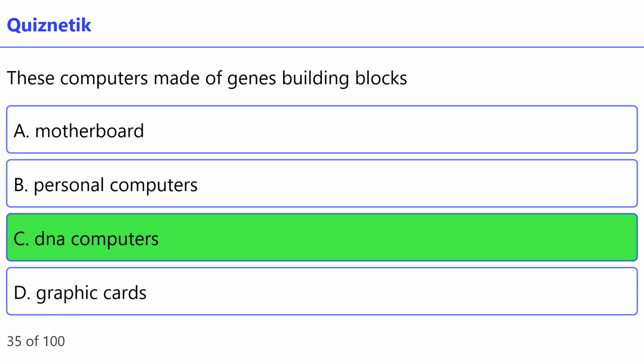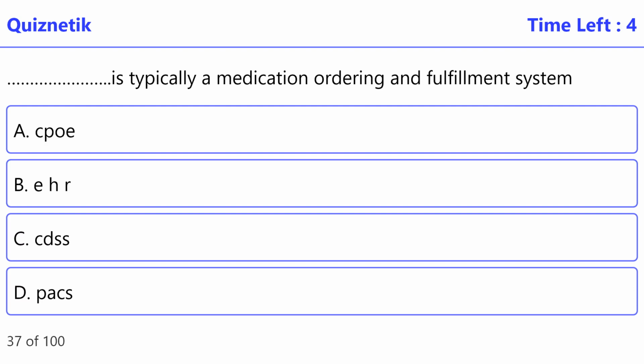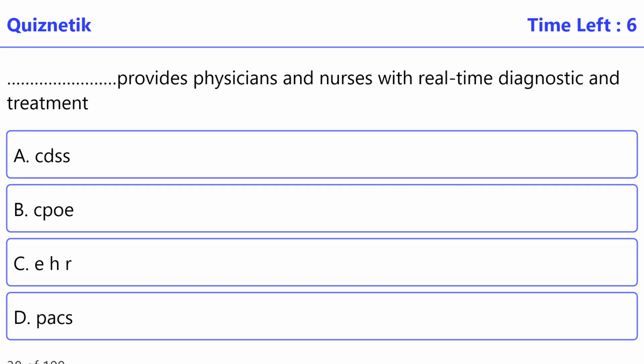Correct option is C, DNA computers. GPS satellites circle the Earth how many times a day? Correct option is B, two times. This is typically a medication ordering and fulfillment system. Correct option is A, CPO. This provides physicians and nurses with real-time diagnostic and treatment recommendations.